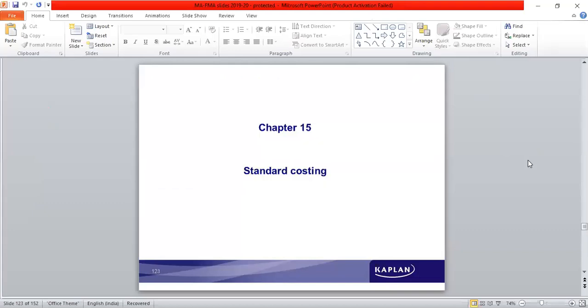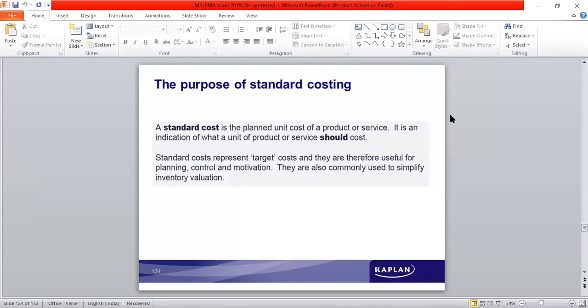The next chapter we have is standard cost. What is a standard cost? A standard cost is the planned unit cost of a product or service. But that again is the same thing we understood for budget also. That is a planned figure for the future, what has to be implemented when it is accounted.